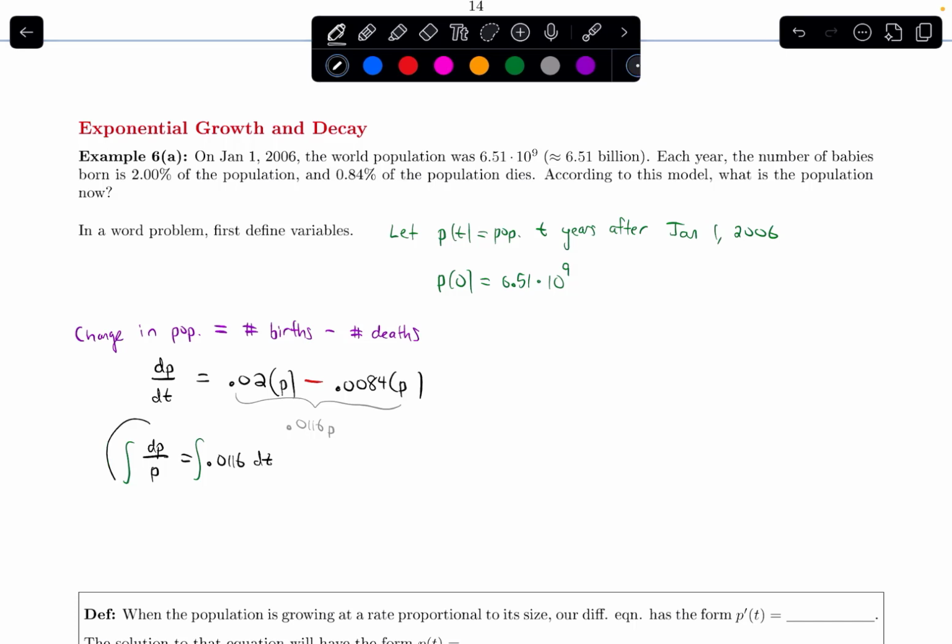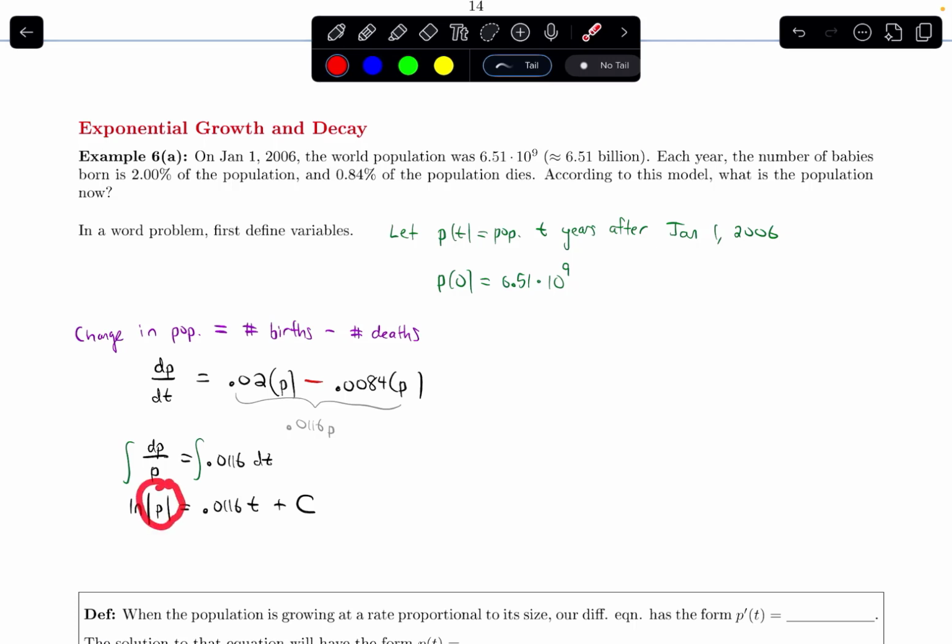So on the left, that antiderivative is natural log absolute value of P. On the right, I'll get 0.0116 t. And we've seen before that when I do this integral on both sides, I've got to put a plus c on one of those sides. So I'll put a plus c here. I'm trying to figure out what the population is. So I'm trying to isolate the P eventually.